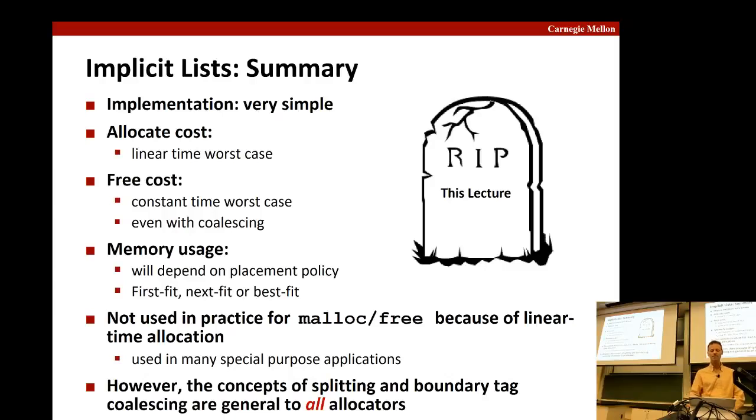All right, so to summarize this lecture, we talked about implicit free lists. The advantage is that, believe it or not, I know it may have sounded complicated in the lecture, but conceptually it's actually very simple to do these implicit lists. Drawback is that the allocation costs are linear time in the worst case because you're marching through these linear lists. The good news is you can free in constant time even with the coalescing. Memory usage depends on which placement policy you decide to use.